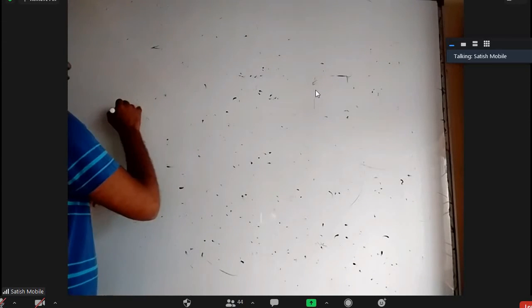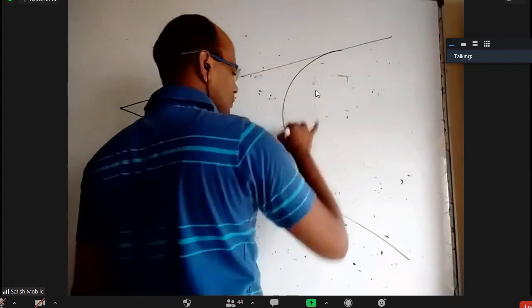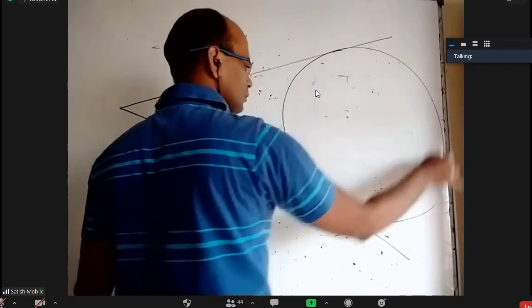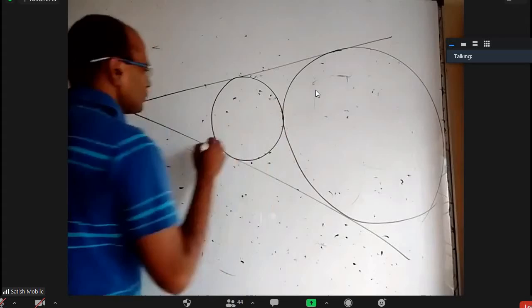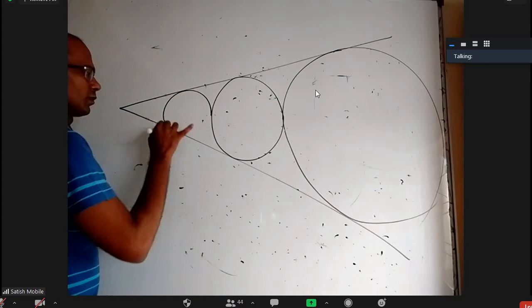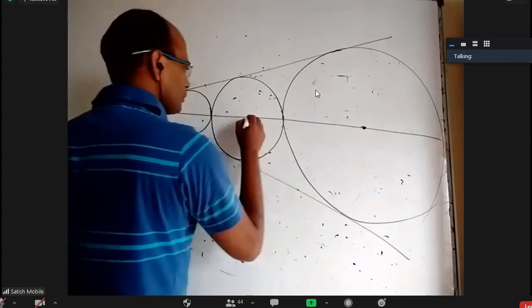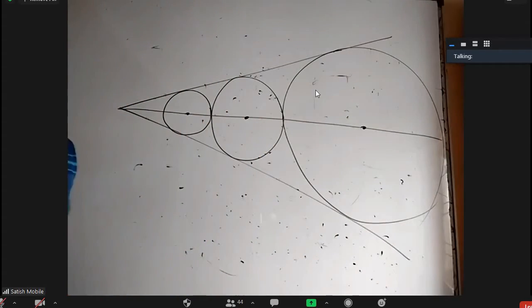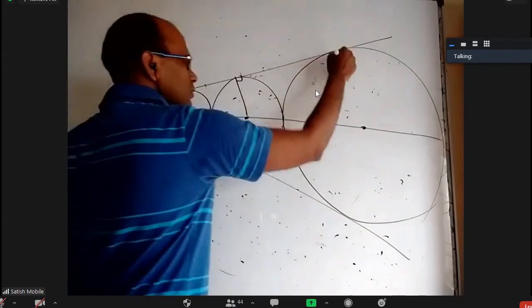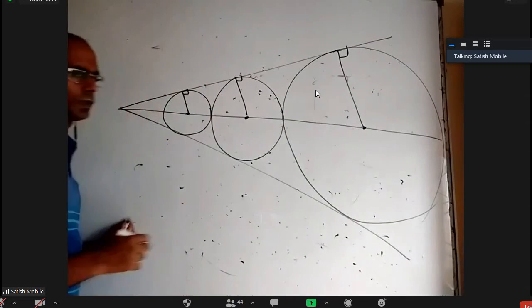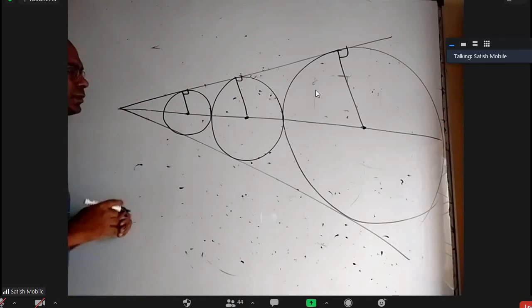Okay, so I have two lines and a circle like this. Okay, so this is the perpendicular distance. This is the perpendicular. How to prove that these three radii are in GP? If I have some more circles also, I can tell they are in GP.